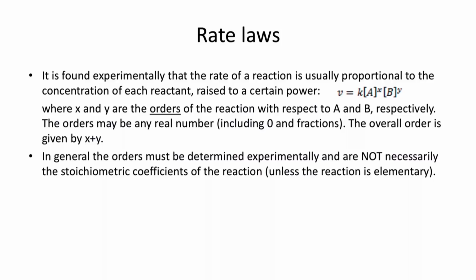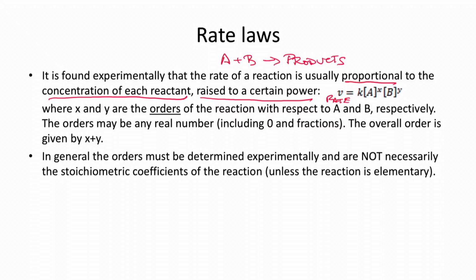So let me show you what this rate law looks like. It's found experimentally that you can think about the rate of a reaction as being proportional to the concentration of each reactant raised to a certain power. So I can say that the rate, which is given by the Greek letter nu or v or r, is equal to some constant k times the concentration of A to the x power times the concentration of B to the y power. This assumes that I have two reactants, A and B, that are forming products.